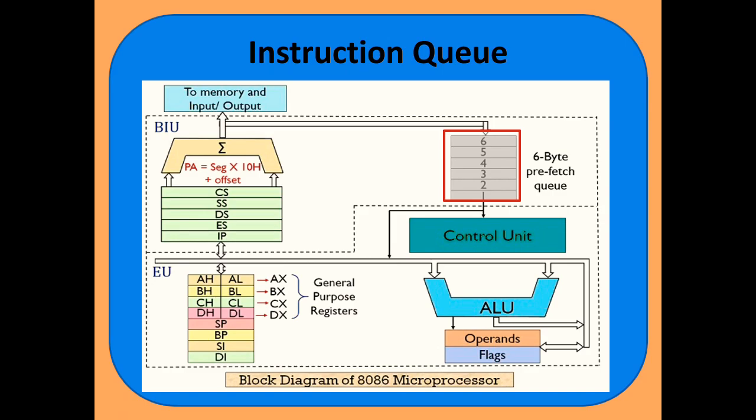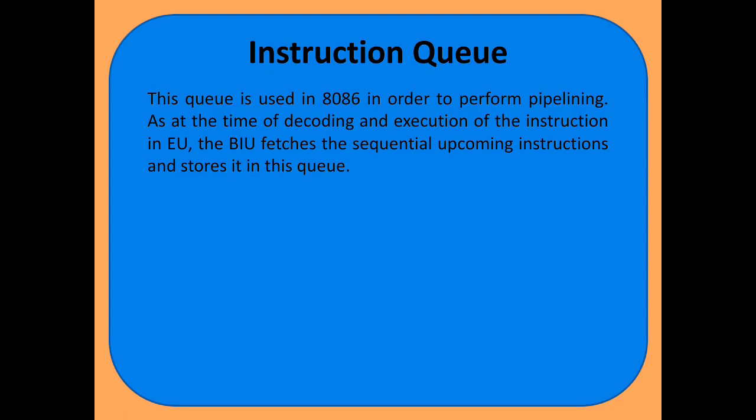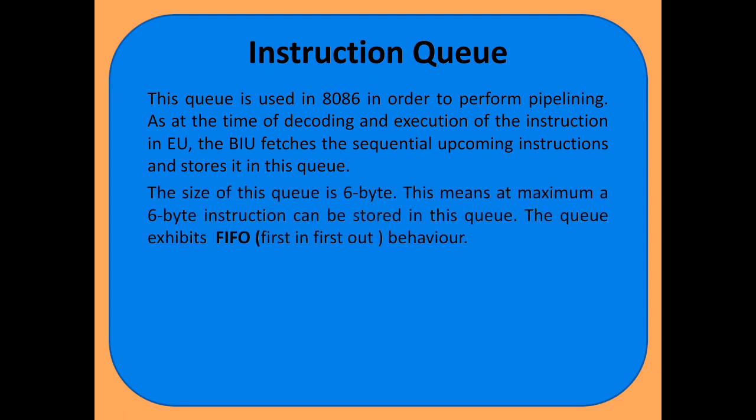Now we can see the instruction queue. Here we have a 6-byte instruction queue, which operates on the principle of FIFO, first in first out. It is loaded with prefetched instructions, meaning that instructions are loaded into the instruction queue before they are needed. With this, the microprocessor can execute the program according to the pipelining process.